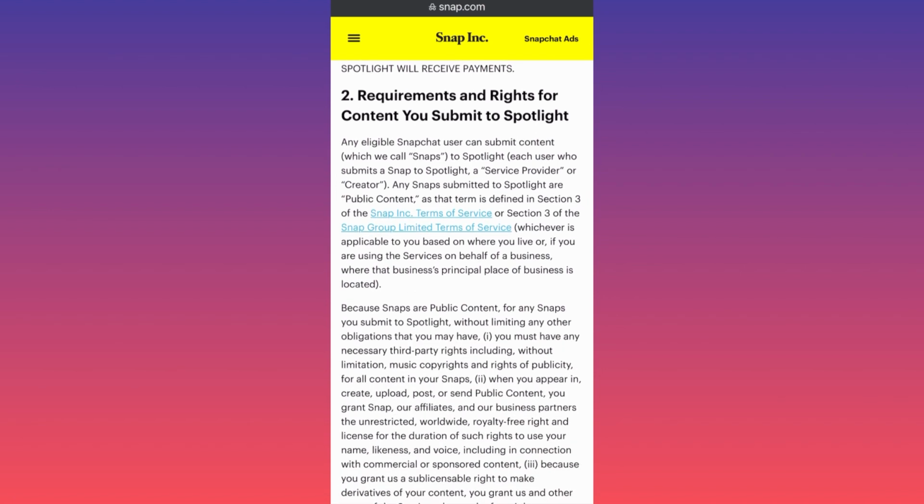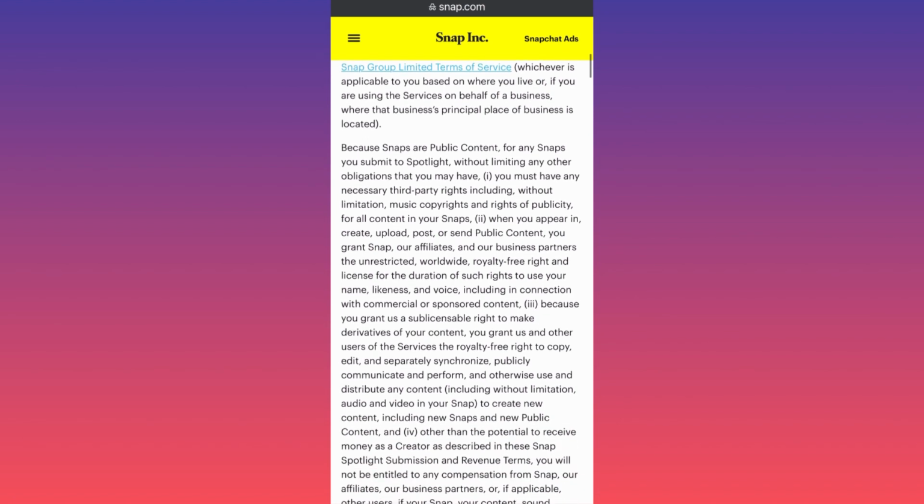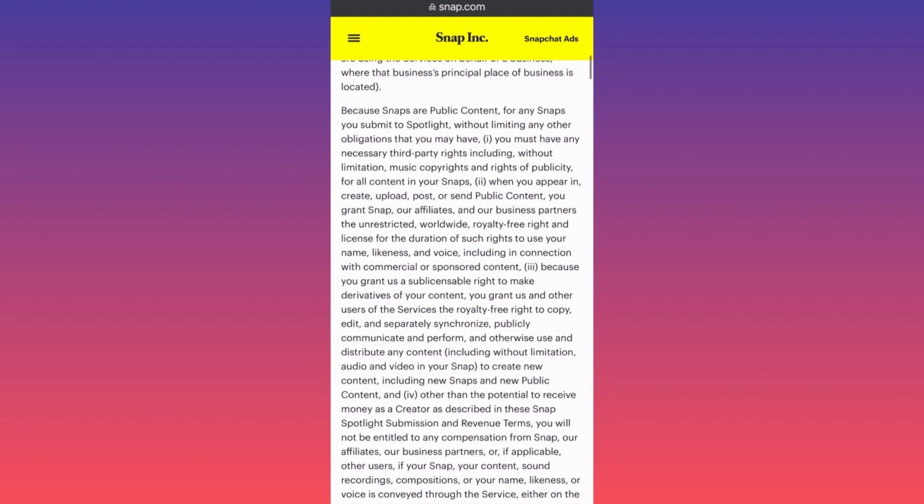Requirements and rights for content you submit to Spotlight. Any eligible Snapchat user can submit content to Spotlight. Any snaps submitted to Spotlight are public content as the terms defined. Okay. If you're using services on behalf of the businesses where your business is principal in place, blah blah blah. Because snaps are public content, for any snaps you submit to Spotlight without limiting any other obligations that you may have, you must have unnecessary third-party rights, including without limitations.